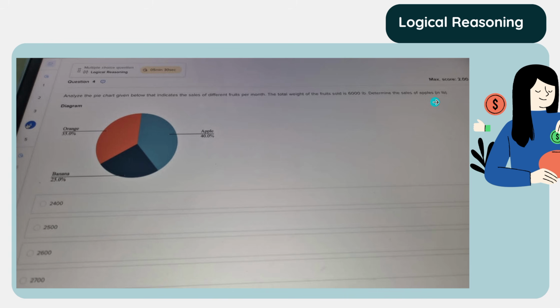Determine the sales of apples in lb. These are oranges, apples and bananas. These are the given options. If you find the answer, please put it in the comment section. The fourth question from logical reasoning.